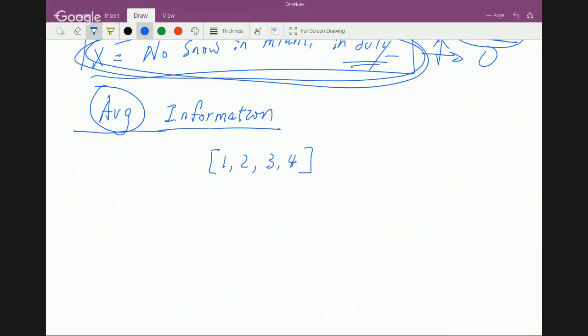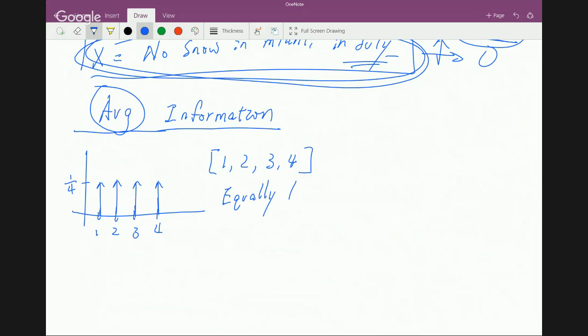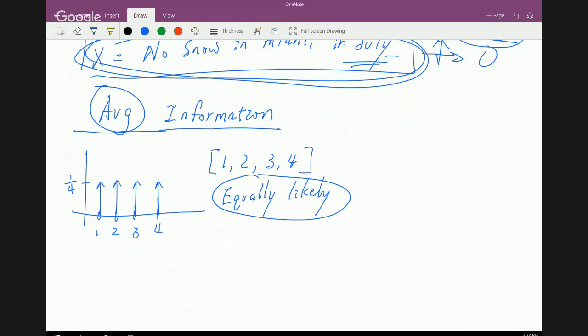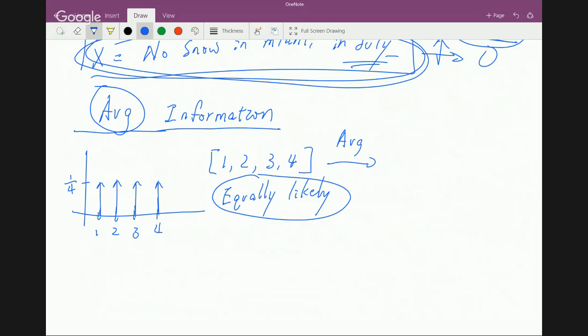So let's say we have four numbers, and they're equally likely. So 1, 2, 3, 4, each with probability 1/4. Equally likely. Okay, this is very important. I keep repeating equally likely. So now if we want to find an average in an equally likely situation, it would be 1 plus 2 plus 3 plus 4 divided by 4.